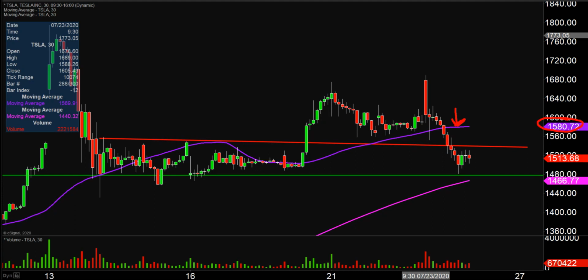So these are going to be the main technical levels I'll be watching going into Friday. But overall, total gap and trap today. So it'll be interesting to see how this one closes out the week on Friday.